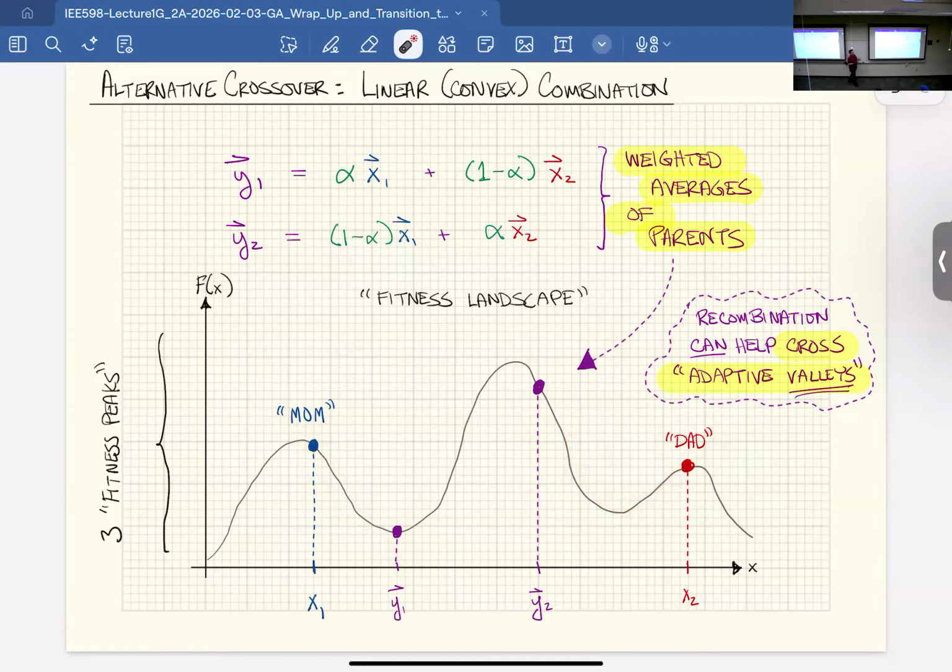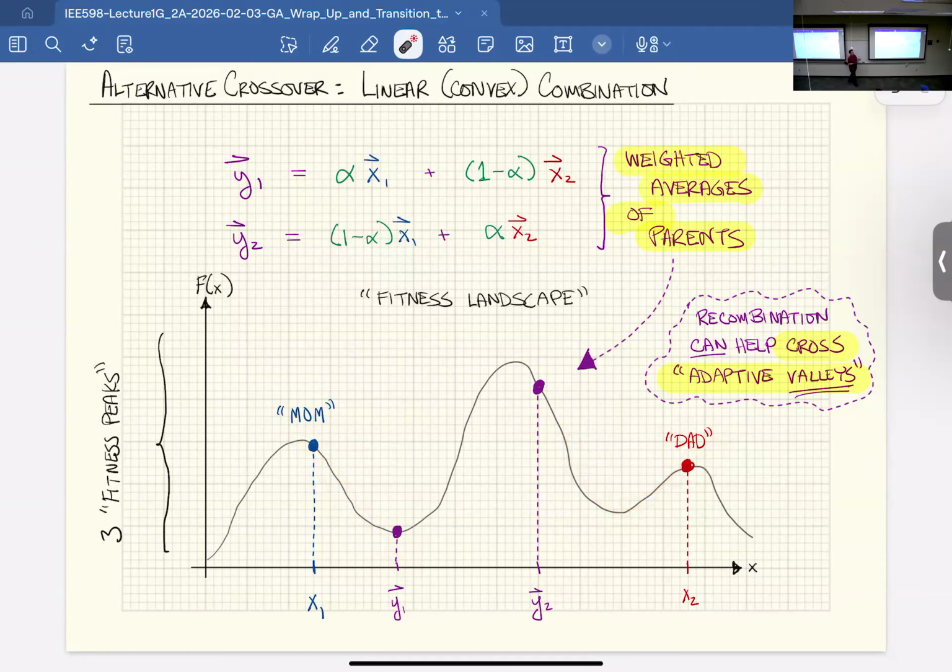So that's the idea here. But I hope you see that if mom and dad are really close together, then your recombination, like if this is mom and this is dad, this is parent 1 and parent 2, then recombination will only allow you to explore this space. And so it really doesn't help you much more than mutation would. And so it ends up being kind of counterproductive.